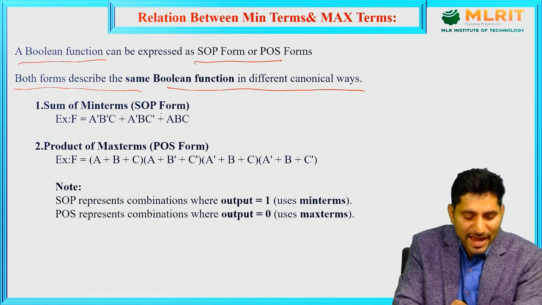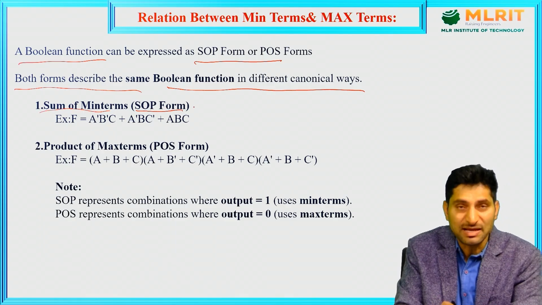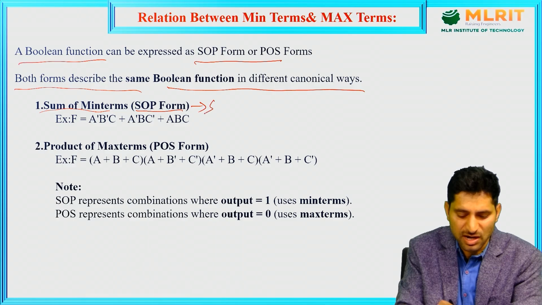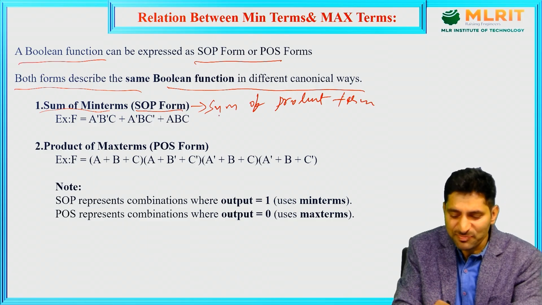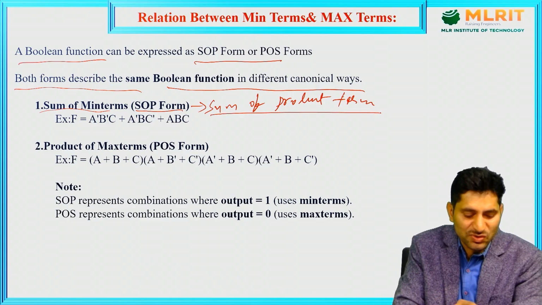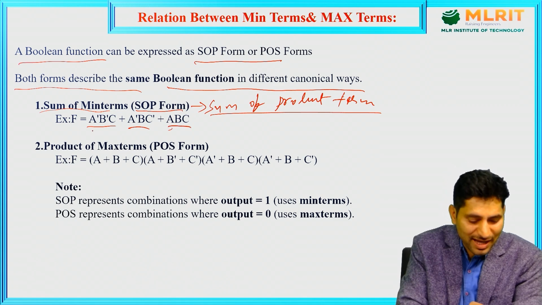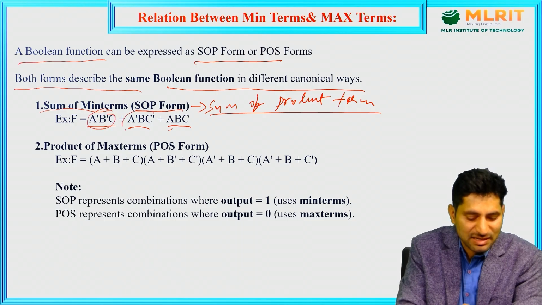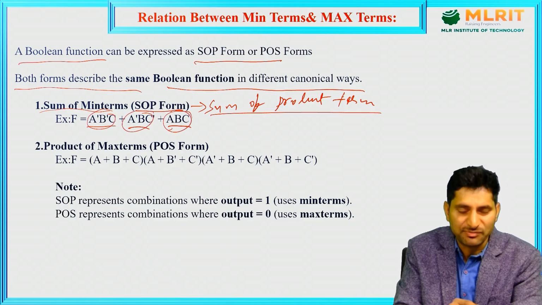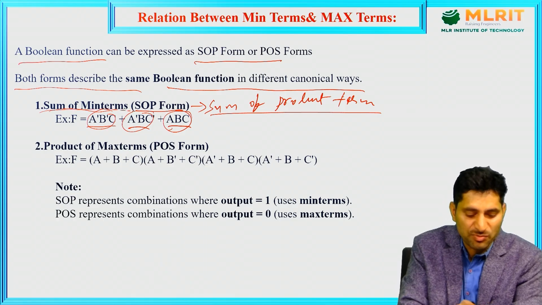What do you mean by SOP form? It means sum of min terms, also known as sum of product form. This sum of product form, SOP form, will use product terms, that is, min terms. Here a bar b bar c is one of the product terms, a bar b c bar is one of the product terms, a b c is one of the product terms. So these product terms will be used in SOP form.